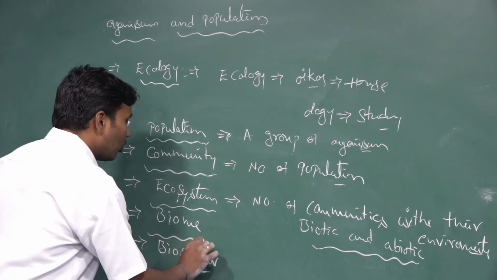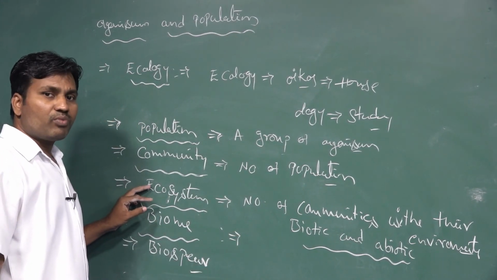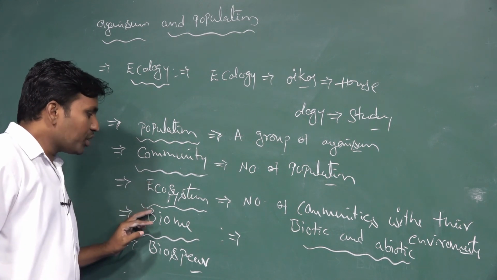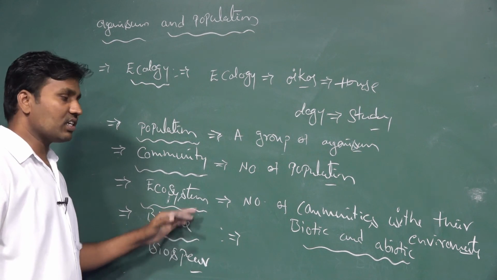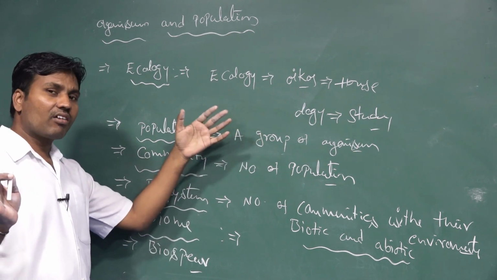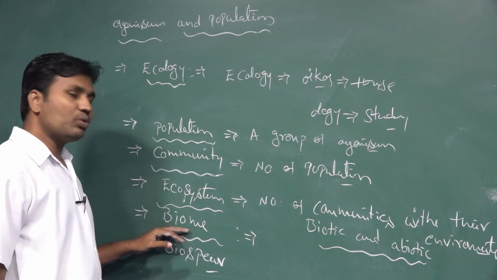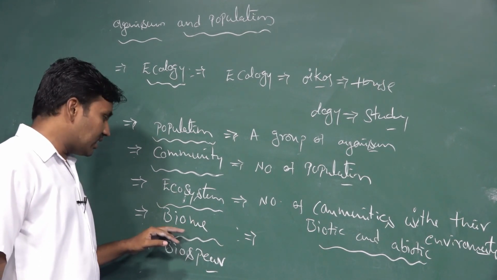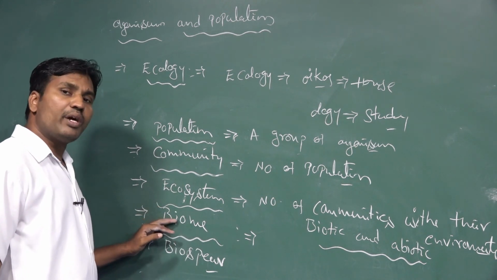Like that, the biome. Biome is nothing but a number of ecosystems, and the study of their geographical distribution is called a biome. That means one particular region, one particular continent we are taking, where a number of ecosystems are distributed. Those all together we call a biome here.